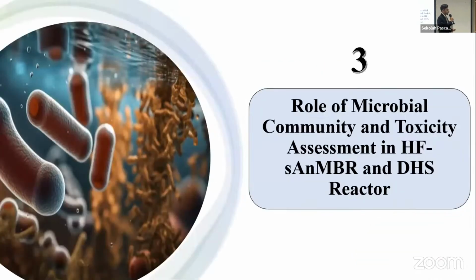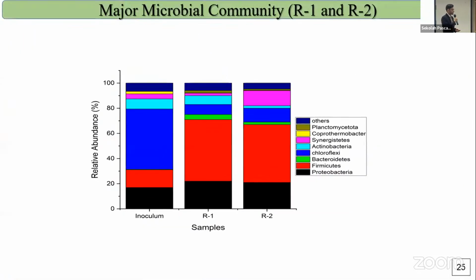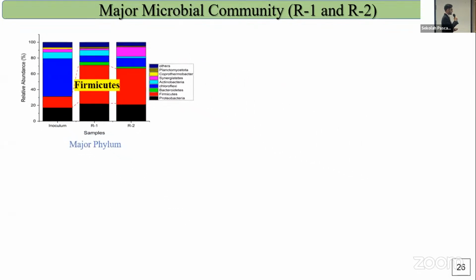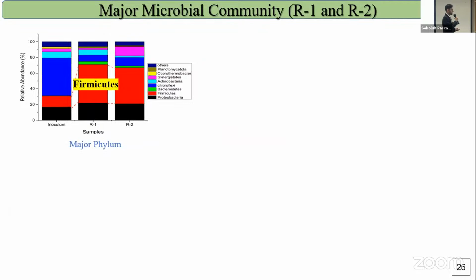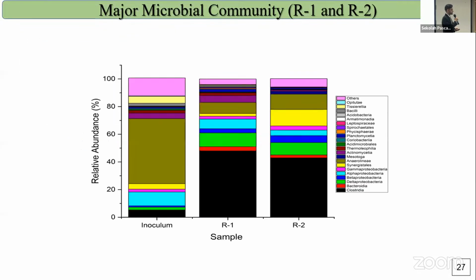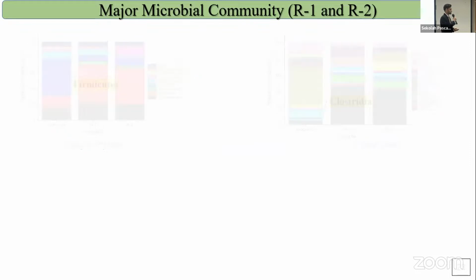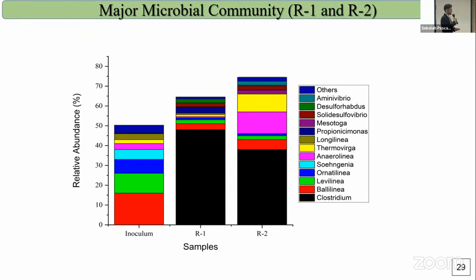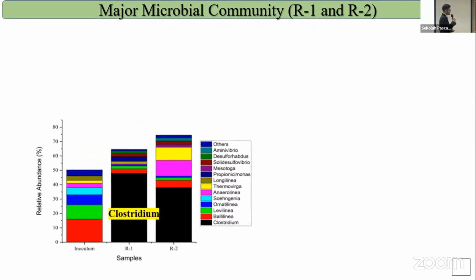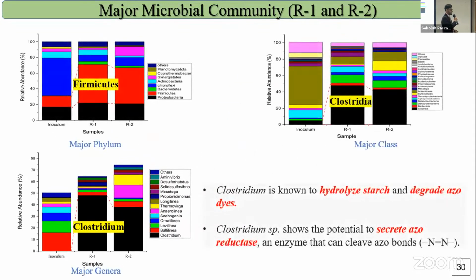The next major study was on the role of the microbial community and toxicity assessment. Under the anaerobic condition in the hollow fiber submerged NMBR in reactor 1 and reactor 2, we could see an increase of Firmicutes as a major phylum from the inoculum to reactor 1 and reactor 2. In terms of the major class, Clostridia increased significantly under the anaerobic condition, and at the genus level, we could see that the genus Clostridium increased highly and significantly under the anaerobic condition.